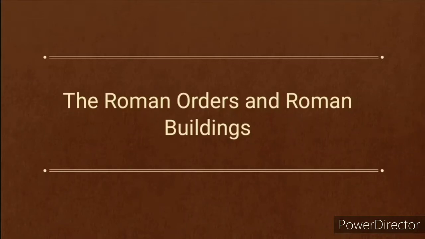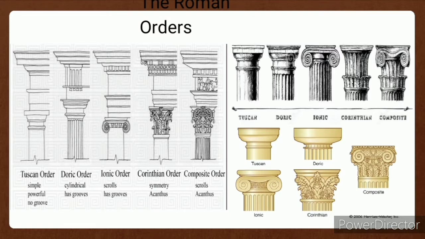The Roman orders and Roman buildings. There are 5 orders in Roman architecture, and these are the Doric, Tuscan, Ionic, Corinthian, and Composite order.